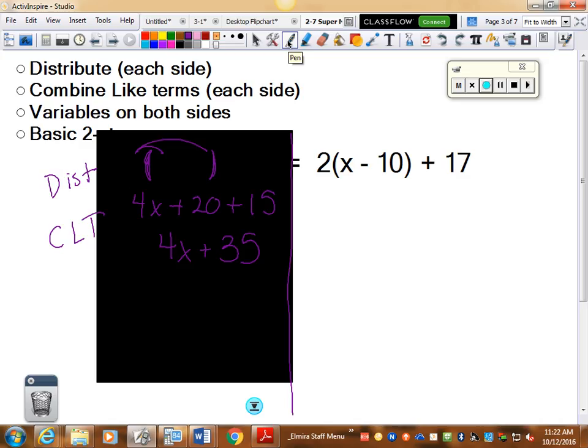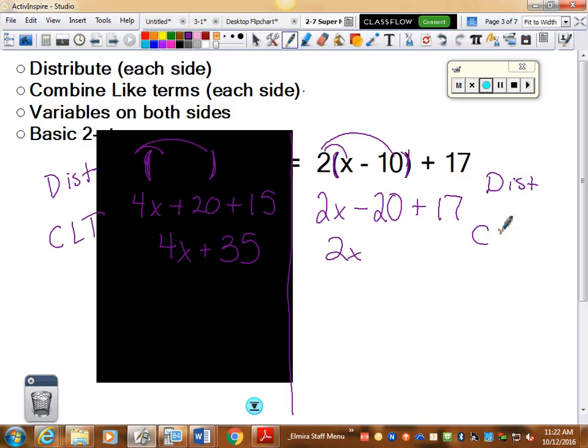Well, I see another distribute right here. So 2 times x minus 2 times 10. So 2x minus 20 and plus 17 comes down. Again, I'm going to look and see if I can combine like terms. So 2x doesn't have a like term, so I distributed. Now I'm going to combine like terms.